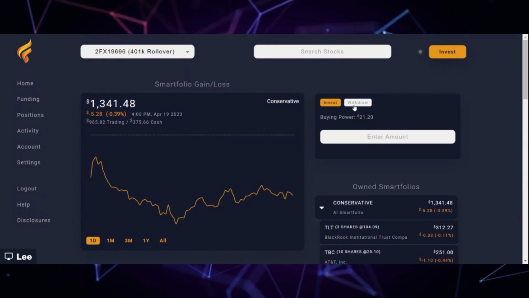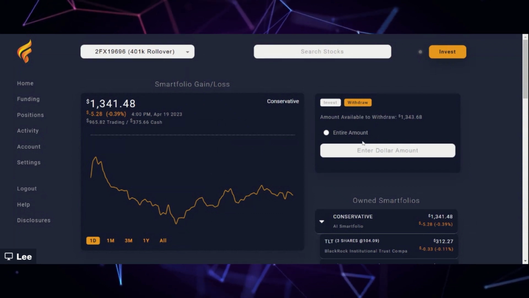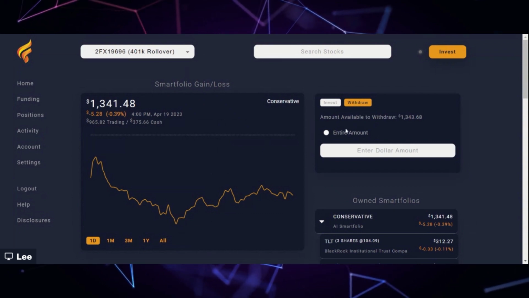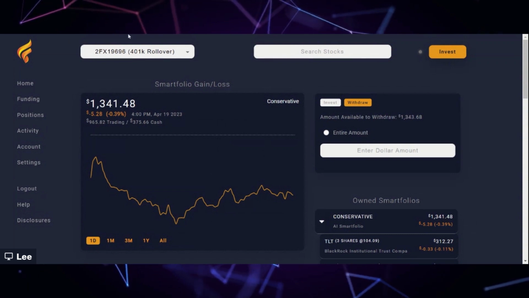conservative portfolio. If I want to withdraw, we have a couple options, and we'll qualify this in a second, I think. But this shows me the amount that I have to withdraw out of this portfolio.